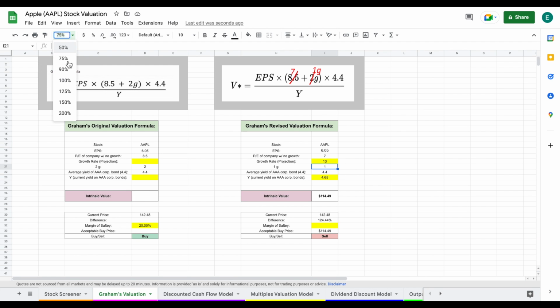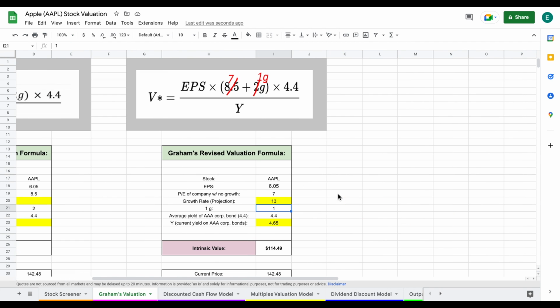And this is a valuation model invented by Benjamin Graham, one of Warren Buffett's mentors. And here's the formula he lays out for us to calculate intrinsic value. So you can see the variables we're going to plug in here. We're going to have our earnings per share. We're then going to multiply that by 7, which is the price to earnings of a company with no growth. And then we apply our growth rate projections right here. We then multiply that by 4.4, which is the average yield of AAA corporate bonds. And once we have all of that, we divide by Y, which is the current yield on AAA corporate bonds, currently very high, sitting at 4.65. And once we plug all of this in, this comes to an intrinsic value of about $114 per share.